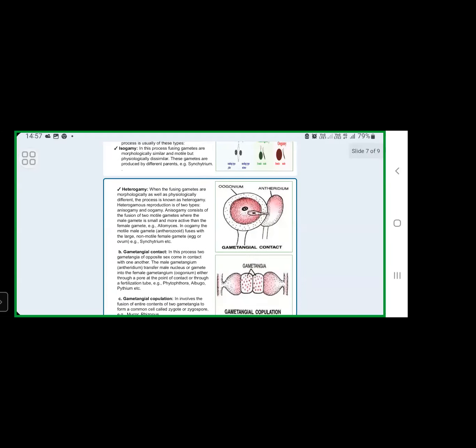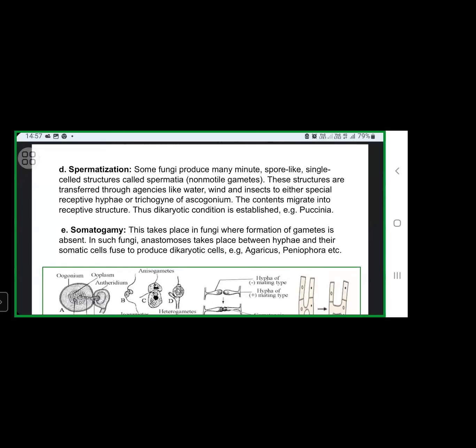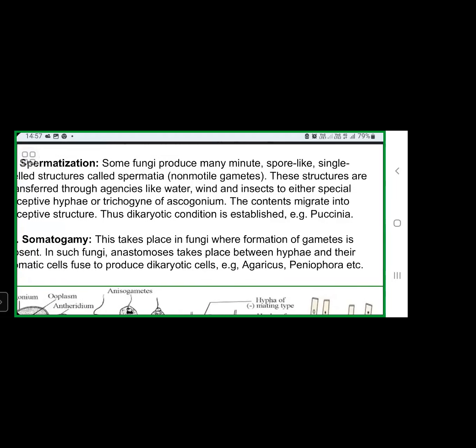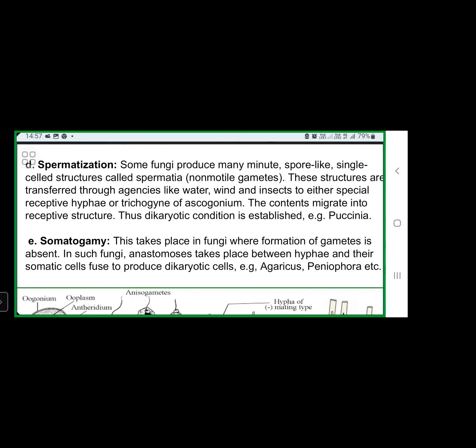Next, the spermatization process. What is the fourth type of sexual reproduction? Spermatization. What is this spermatization? Actually, in some of the fungal members, very small, minute structures will develop. Spores are developed as minute bodies. These are single-celled, that means unicellular, structures. In some of the fungal members, minute spore-like structures will develop. These structures are called spermatia.